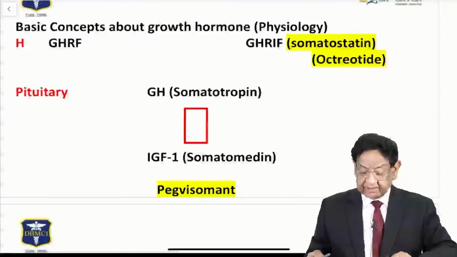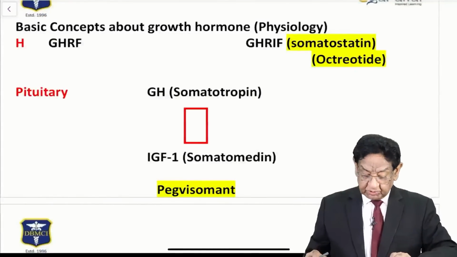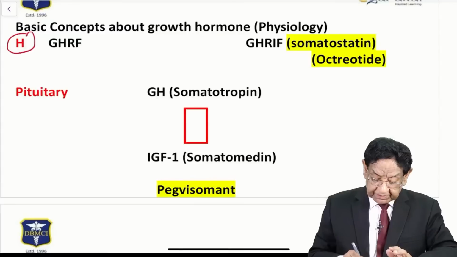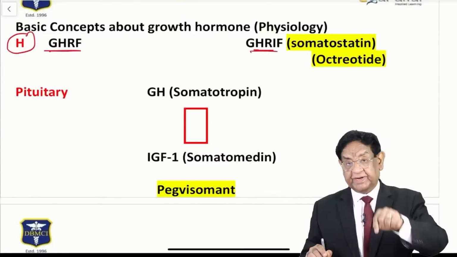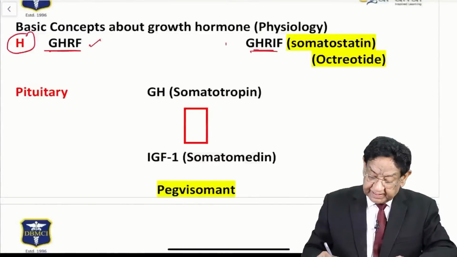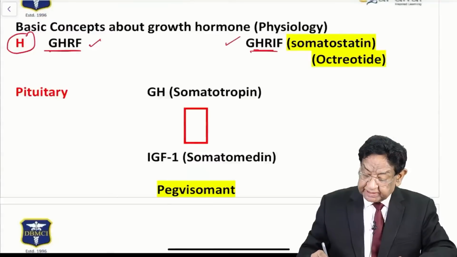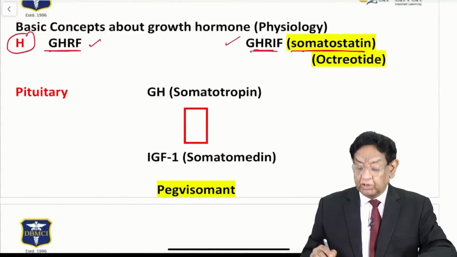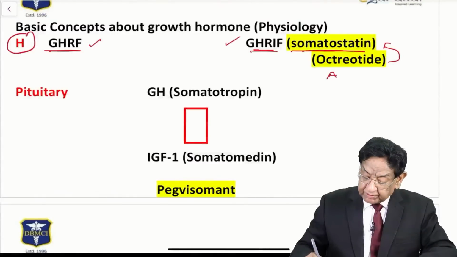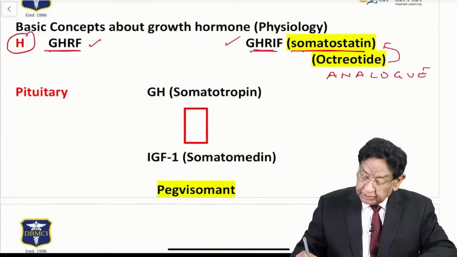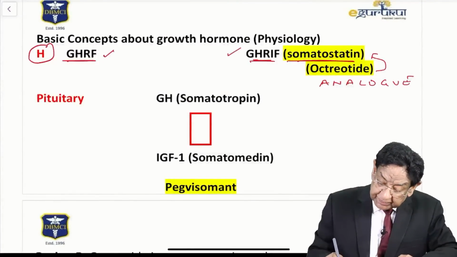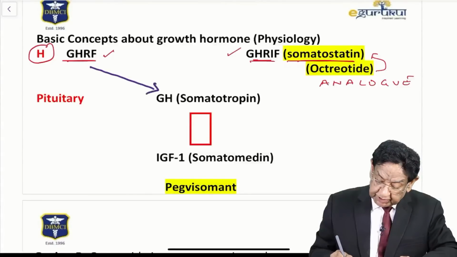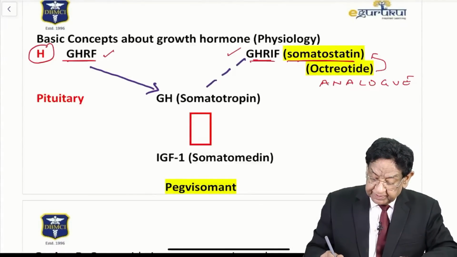So let's learn the basic concept about growth hormone physiology. From the hypothalamus, we have a growth hormone releasing factor. We also have a growth hormone release inhibitory factor, and this inhibitory factor is also known as somatostatin. Octreotide is a somatostatin analog. So you can say octreotide is nothing but a type of somatostatin. Now we know this is the one which is going to stimulate the pituitary to secrete growth hormone. This is an inhibitory hormone.